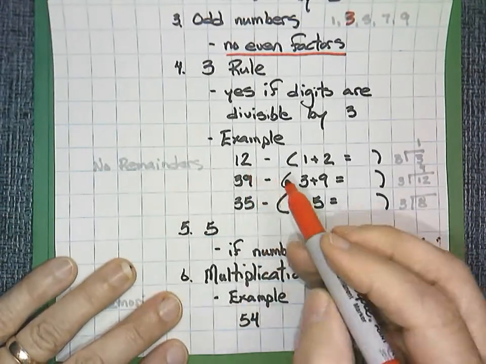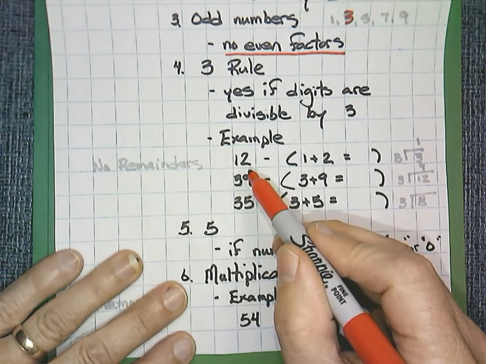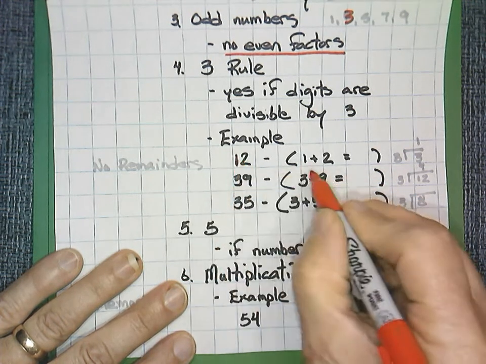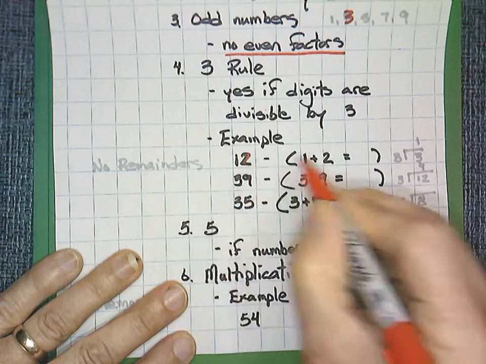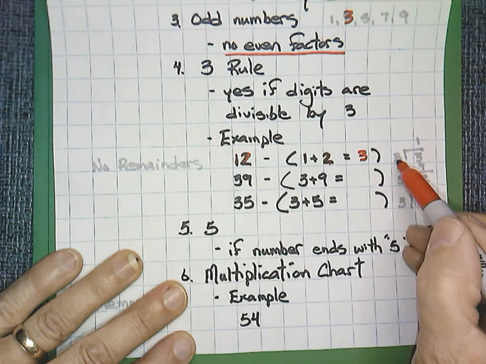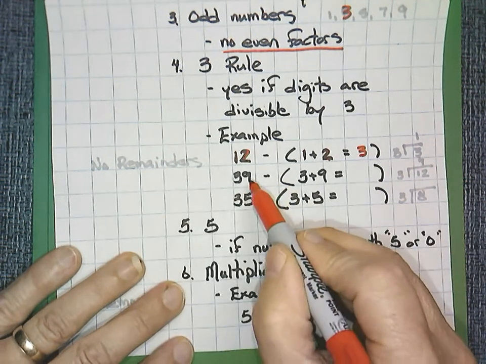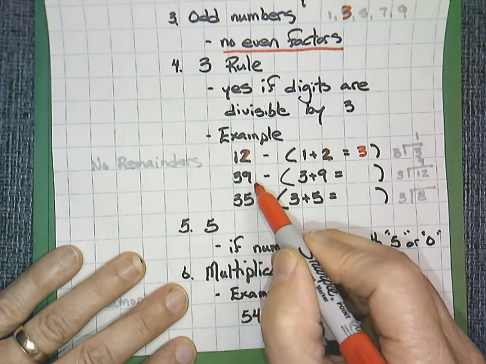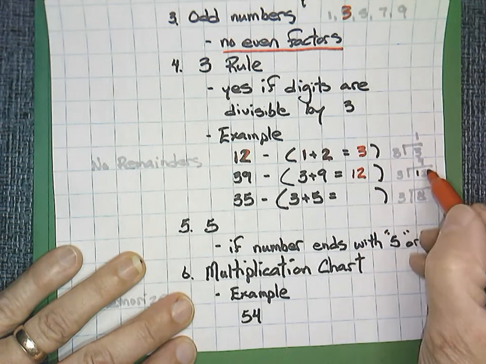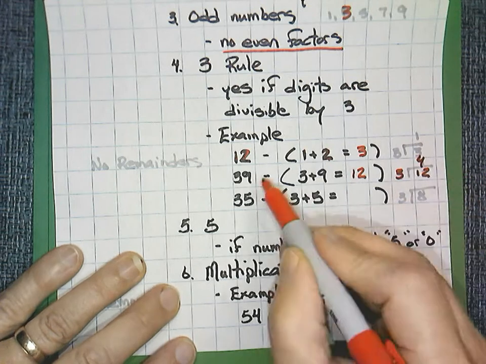For example, 12, I could just tell you is going to be divisible by 3 because if I take the 1 out like that, which is right here, and the 2, and I add that, I get 3. And you can see if I take 3 and divide it by 3, I get 1. Remember, you cannot have remainders to make this work. 39, is it divisible by 3? Well, I can add 3 plus 9 and get 12. Well, I know that 12 divided by 3 would be 4 and no remainder, so yes.